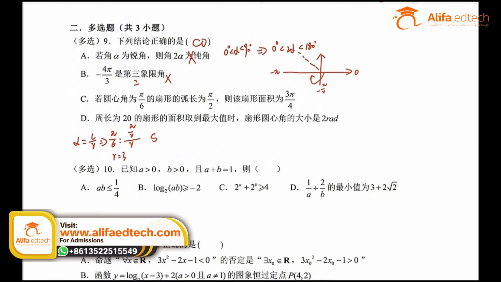For the area S, let's use the formula. It's 1/2 times the arc length times the radius. So we have 1/2 times the arc length, pi over 2, and then times the radius, 3.